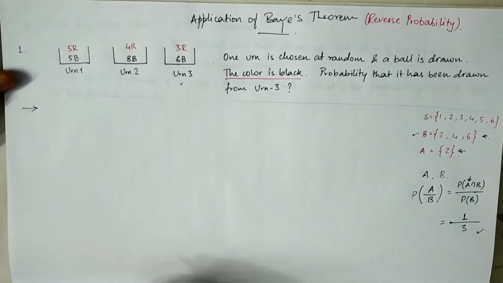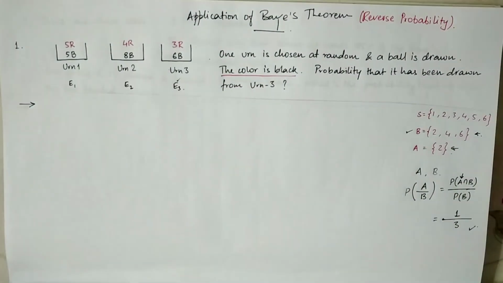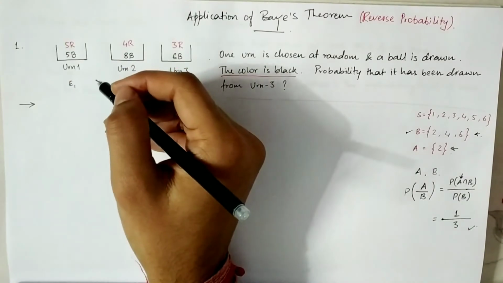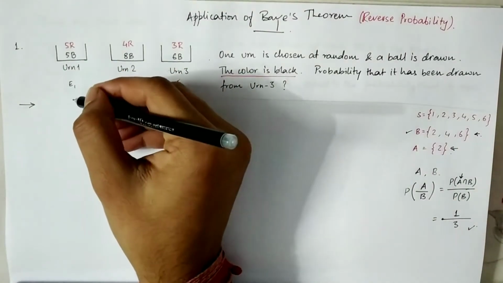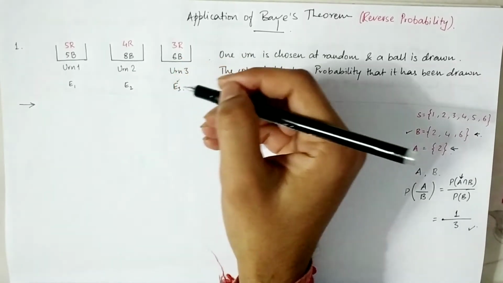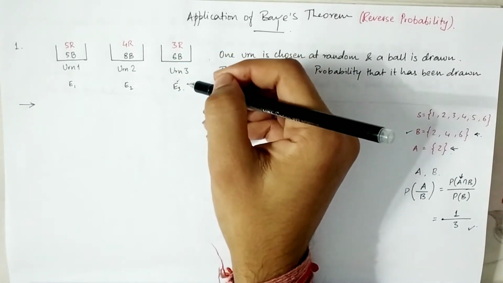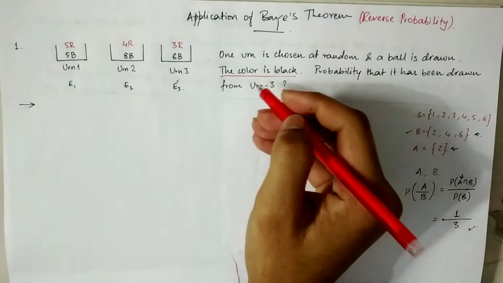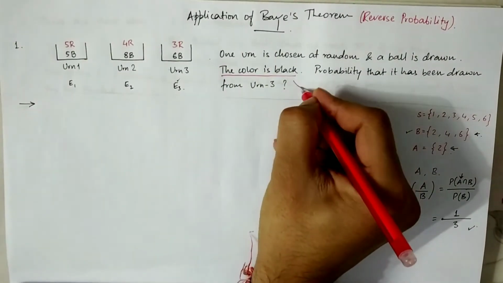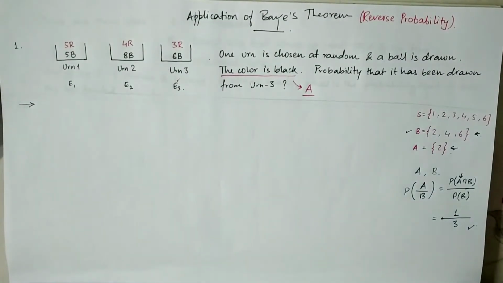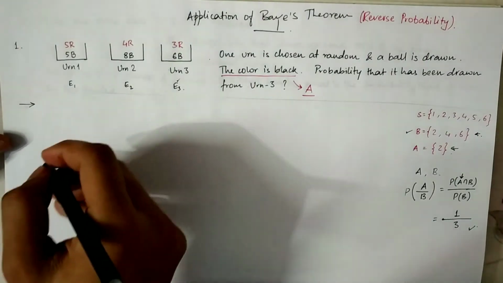Let's say the event wherein the first urn is chosen is E1, the event in which the second urn is chosen is E2, and the event in which the third urn is chosen is E3. And the event of drawing a black ball is given by A. Now let's see this with the help of a tree diagram first.